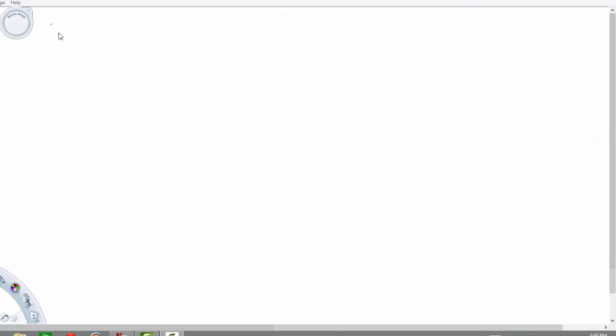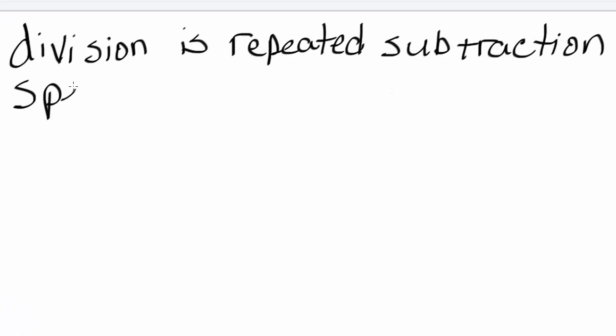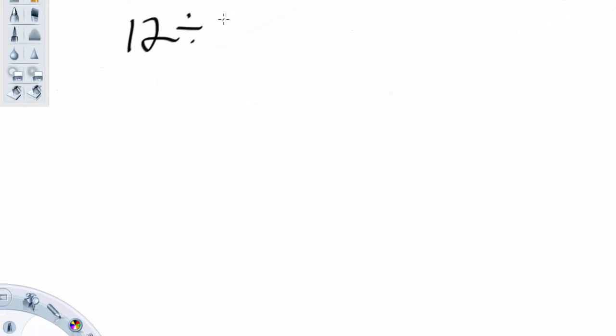Now let's look at division. Division is almost the opposite of multiplication. Division is repeated subtraction, but with some special cases. But before we look at these special cases, let's look a little closer at division. Let's look at the division problem 12 divided by 2. We'll take the number 12 and repeatedly subtract 2 until we reach 0, without going into the negative numbers.